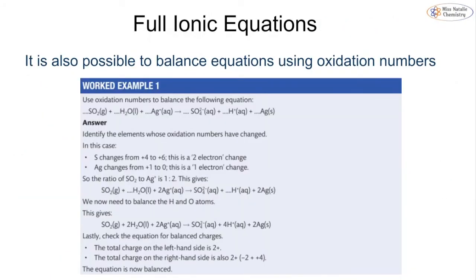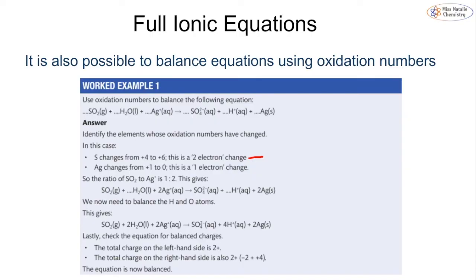Now we can also balance equations using oxidation numbers. You've previously been balancing equations simply by looking at the number of atoms or the moles. Sometimes they will make it a little bit tougher and ask you to look at the oxidation numbers. So the first thing that you should do is identify all the oxidation numbers and look at what has changed.